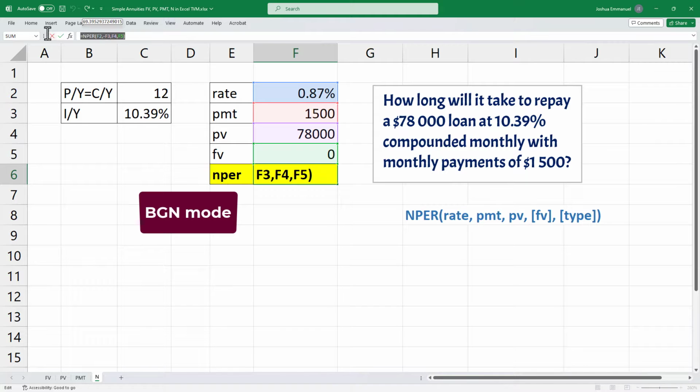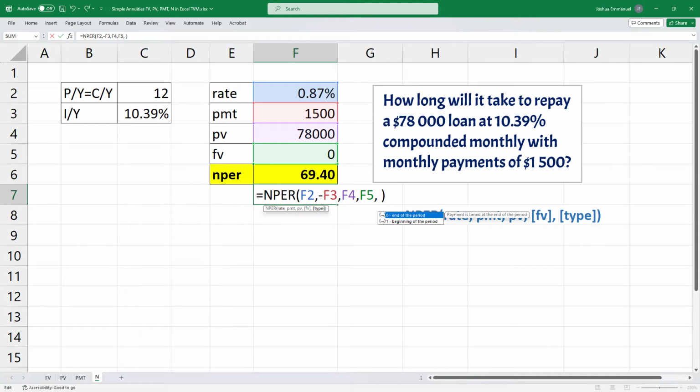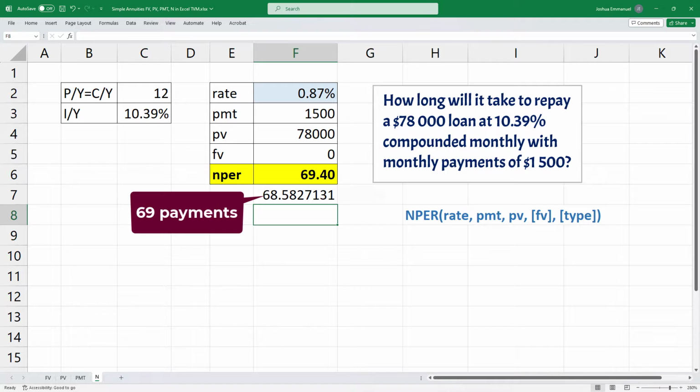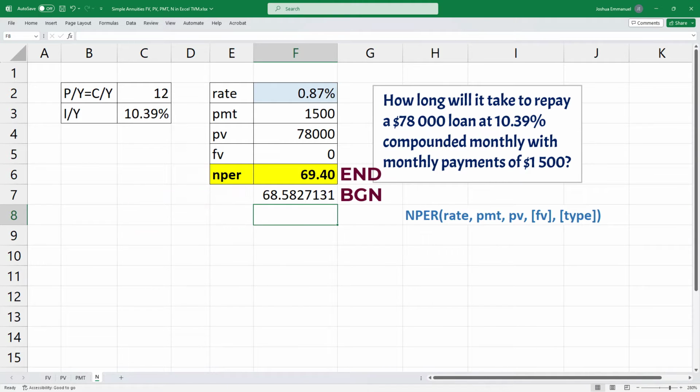Now, suppose these payments were made at the beginning of each period. I will copy the NPER formula from the formula bar, paste here, and add type equal to 1 for begin mode. You can see here that the number of payments for begin mode is 1 less than the number of payments for end mode. In essence, the loan will be paid off 1 month faster if the payments have been made at the beginning of the periods rather than at the end.